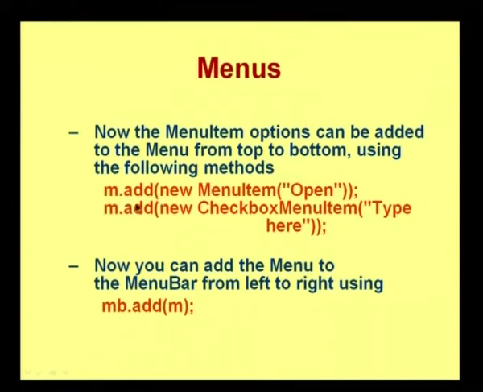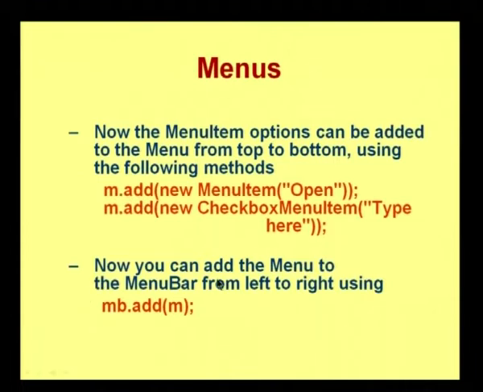In the menu I am adding a new menu item called open. Again I can even add a checkbox menu item. So here I have directly given the construction process of the menu item and the checkbox menu item. Instead of this, what I can do is create a menu item m1 equal to new menu item and then add it using m1. Here the object is constructed and passed on directly, whereas you can also create it as a separate object and later add it using the object name.